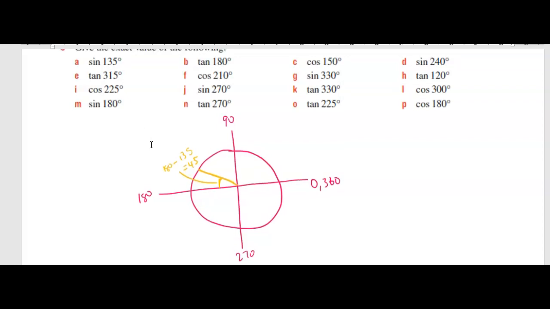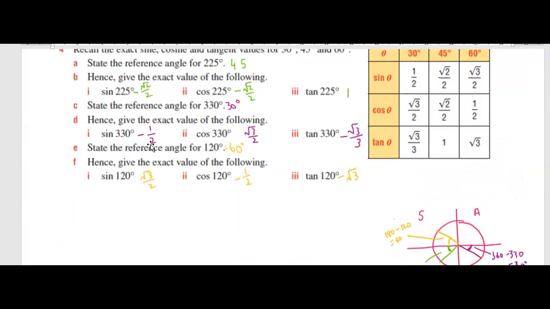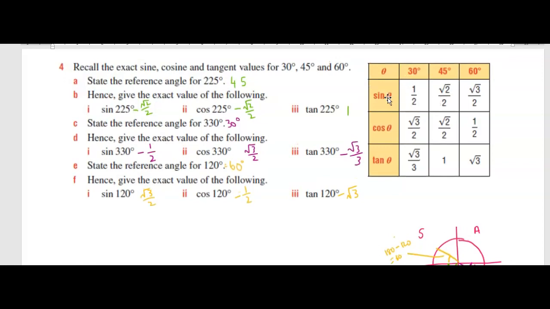Now we need to go back to your table. So we had one just here, so we might just go as far as here. So sine 45, root 2 on 2.